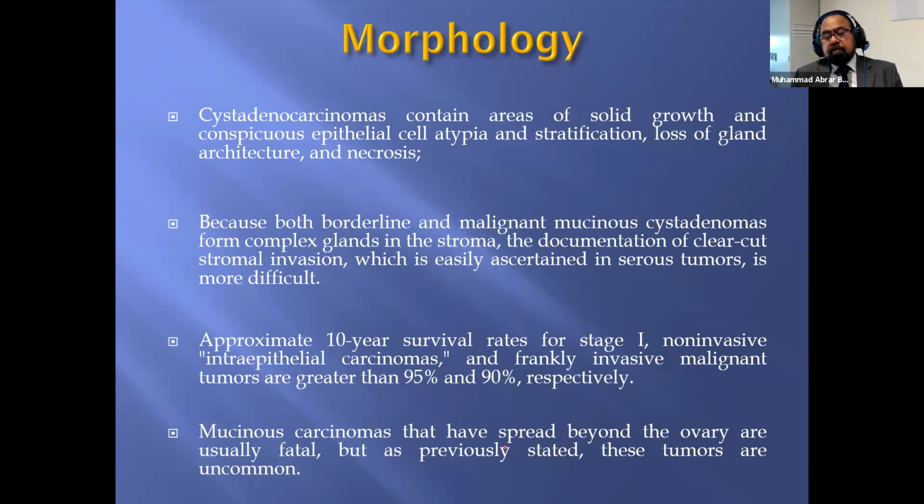Mucinous carcinomas that have spread beyond the ovary are usually fatal, but as previously stated, these tumors are uncommon, right? Mucinous cystadenocarcinoma is less common than the serous one, so only serous tumors are dangerous because they more often become malignant.